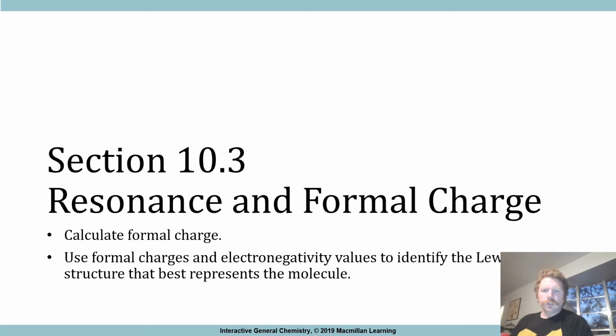All right, so this is section 10.3. This is really going to cover three different concepts. The first concept is resonance, the second is electronegativity, and the third is formal charge.